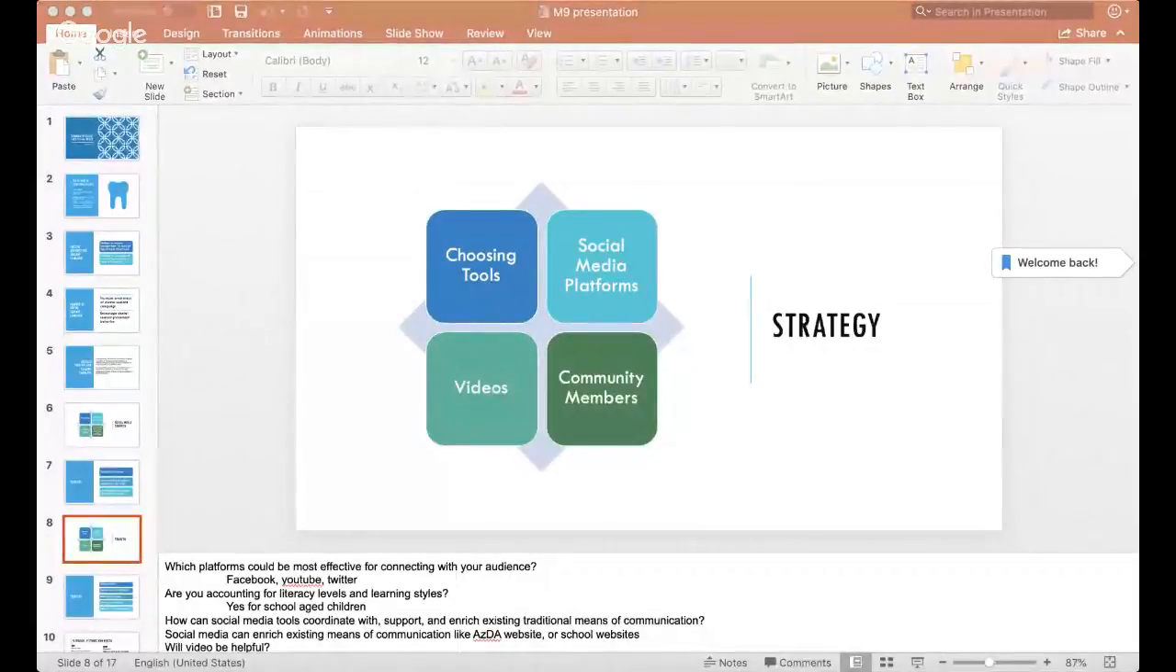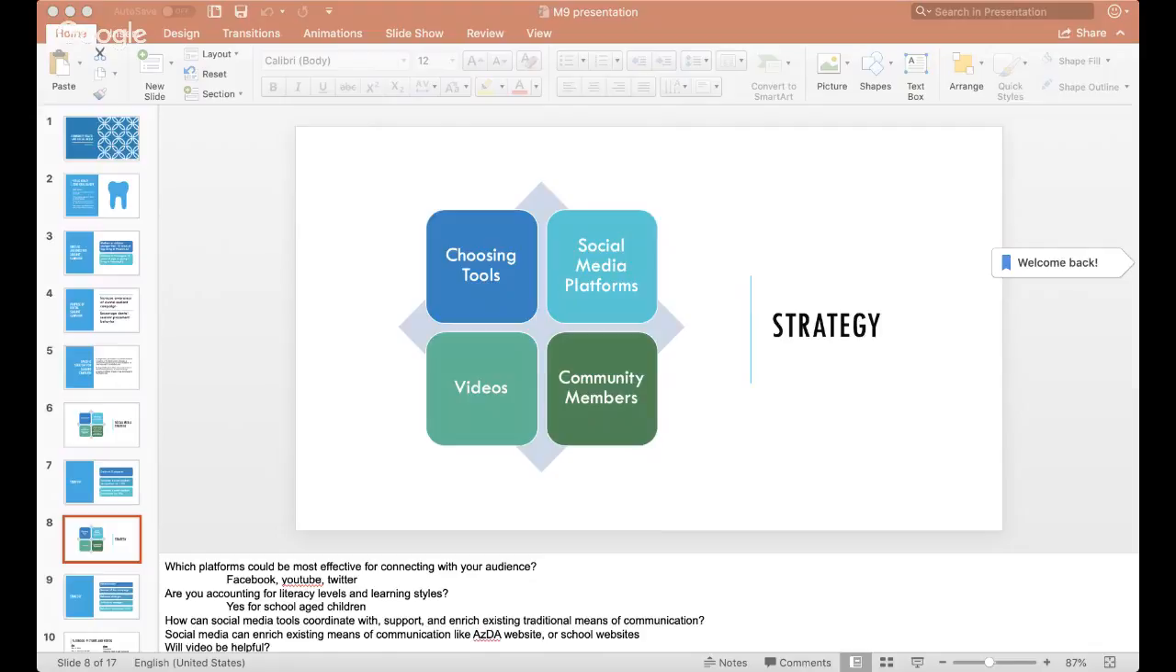The next strategy is choosing tools. We talk about a dental strategy or a campaign, and then we talk about different platforms, but how do we actually go about it, and what tools will we use in our toolkit to really bring about this change and awareness?